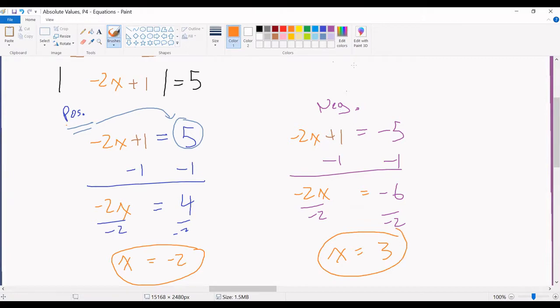Although this is the negative case, again, it's only for our setup. So it's perfectly fine that our answer is positive. And that's it for this example.